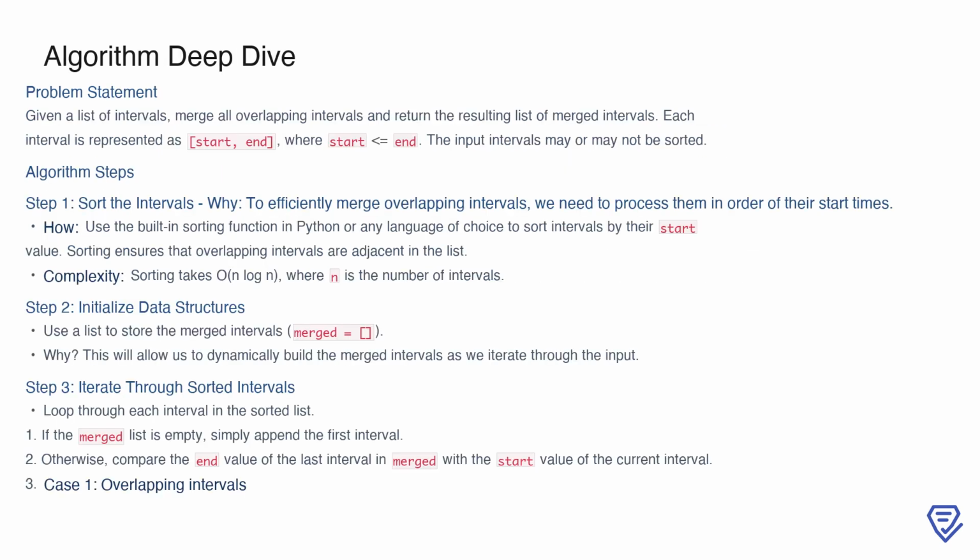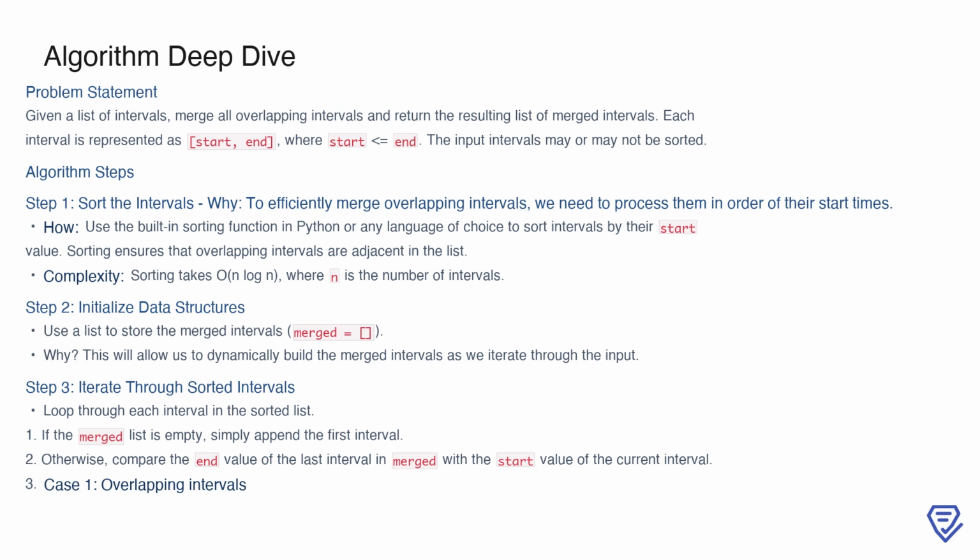The problem we're solving here is to merge overlapping intervals from a given list. Each interval is represented as a pair, [start, end], where the start value is less than or equal to the end value. These intervals may not be sorted initially. To solve this, the first step is to sort the intervals based on their start times. Sorting ensures that overlapping intervals are adjacent in the list, making it easier to process them sequentially.